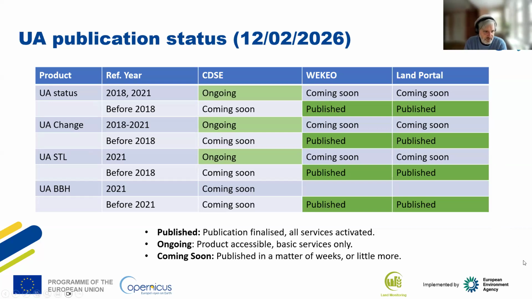The same goes for the Urban Atlas Change and the Street Tree Layer, and the Building Block Height will come. We will be working immediately after the other 3 products. We will do the same progress, but it's a little bit delayed as compared to those. By mistake, I left 2 cells blank. So the building height on Vekeo and Land Portal will also, for the 2021, be done. So there should be a coming soon.